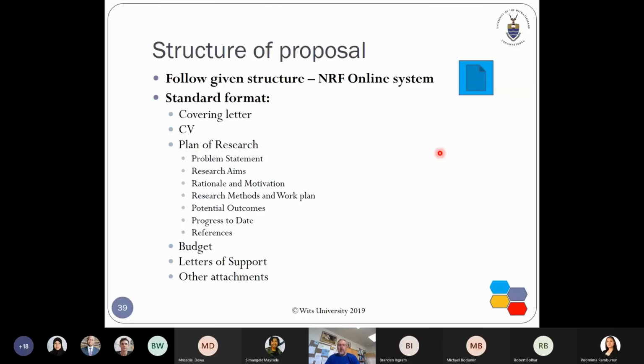All right, so again, we're becoming more and more practical now. This is a typical layout of a grant application. Now, every funder will have slight variations and slight differences. This is largely an NRF approach, but it's pretty much the same all over the world.